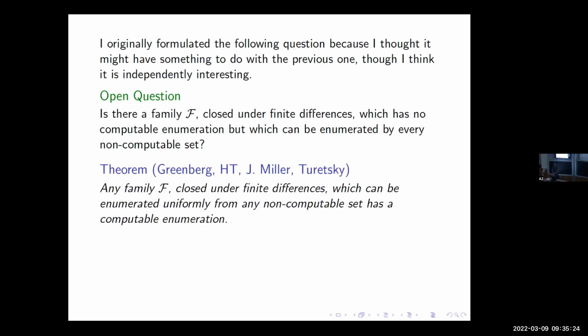What we showed with Noam and Joe and Dan Turetsky is that you can't do this uniformly. If you've got a family F closed under finite differences, and from any non-computable set you can uniformly enumerate a copy of the family, then it's got to have a computable enumeration. So you can't uniformly have the Slaman-Wehner spectrum, but we still don't know if you can do it non-uniformly. So that question is still open.